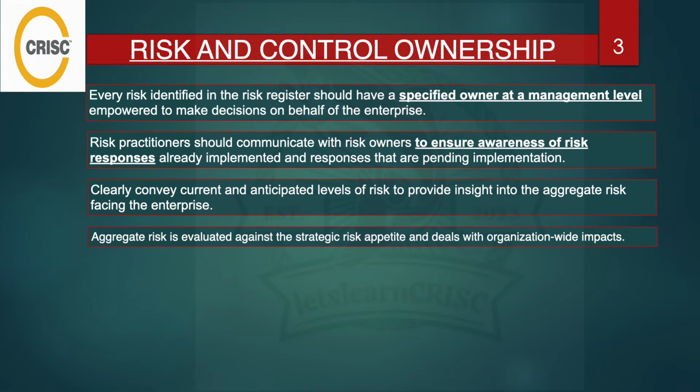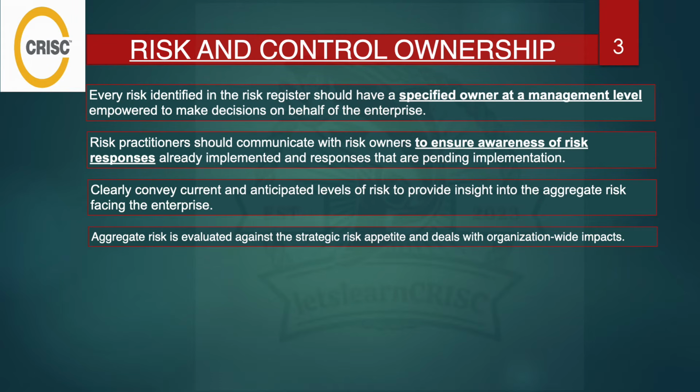Moving next, aggregate risk is evaluated against the strategic risk appetite and deals with the organization-wide impact. Friends, evaluating the aggregated risk against the strategic risk appetite is a critical aspect of risk management within an organization. Right? What is aggregated risk? The first word we encounter. Friends, aggregated risk refers to the cumulative or total level of risk that an organization faces across its operations, functions, projects and activities. It takes into account the combined impact of multiple risks including strategic, operational, financial, compliance and other types of risk.